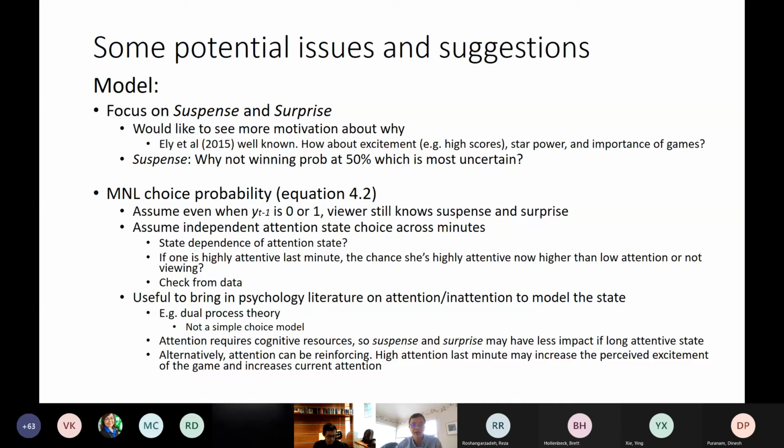On the other hand, we can also think about attention states can be reinforcing. If I pay high attention last minute, I can follow how the game goes, and therefore it may actually increase my excitement, and therefore it will also increase my current attention. So to me, attention state or inattention is not just an independent minute-by-minute choice. I would like to see you dive deeper to think about state dependence, and also, if you can incorporate some of the psychology literature to justify your specification, that would be very useful.